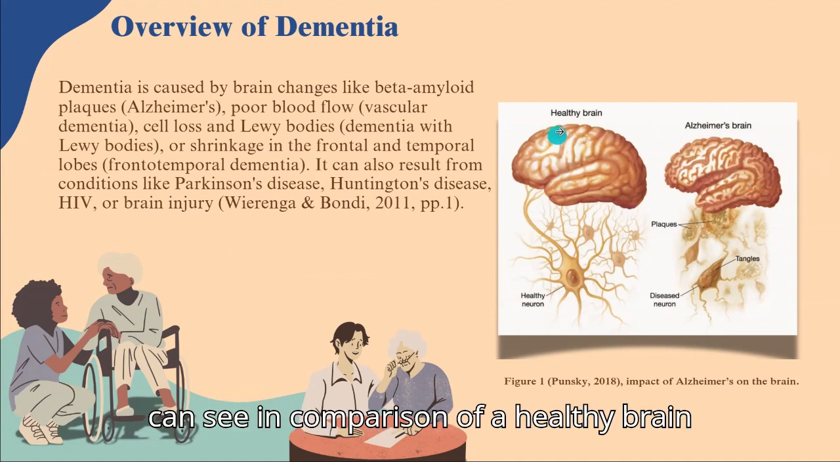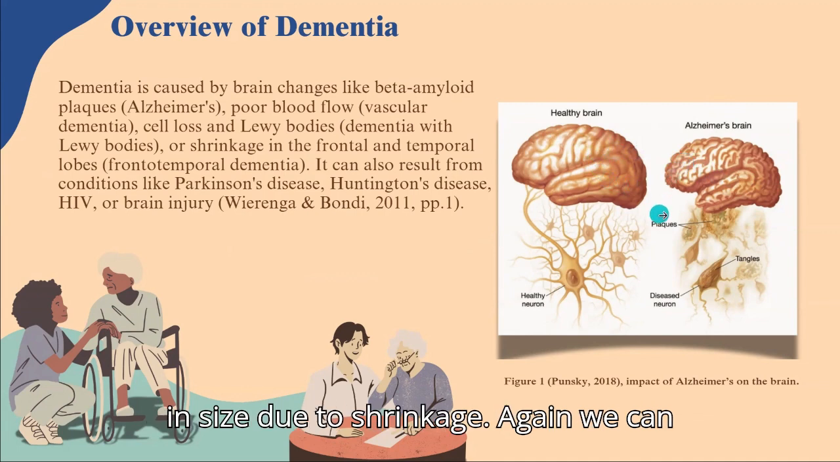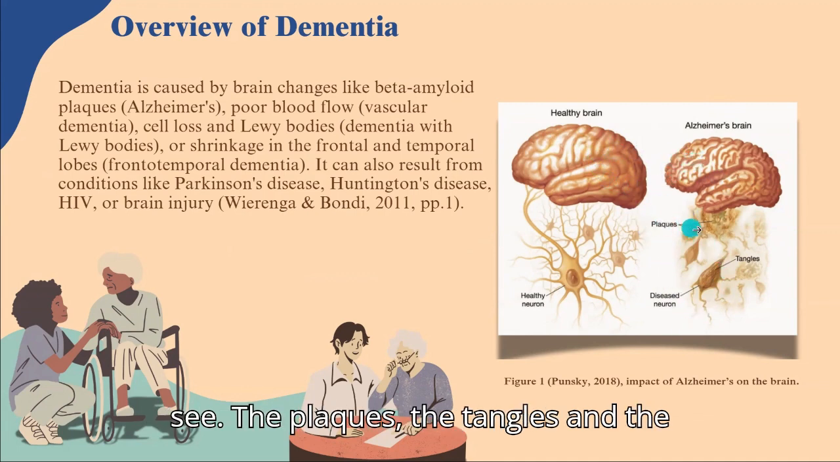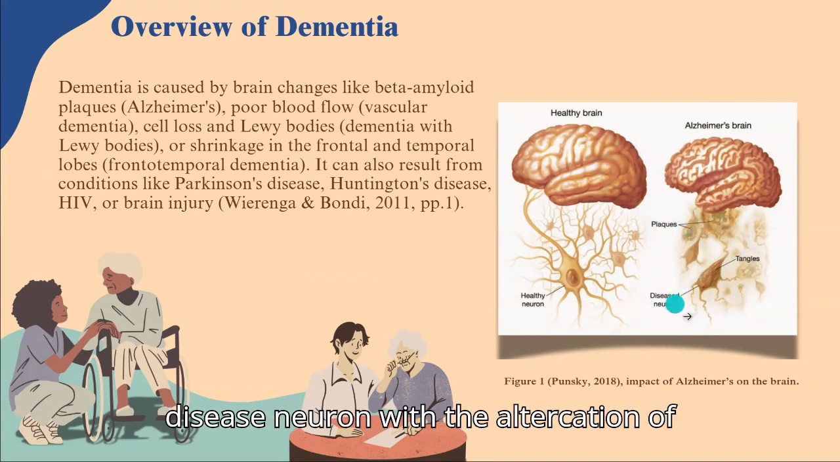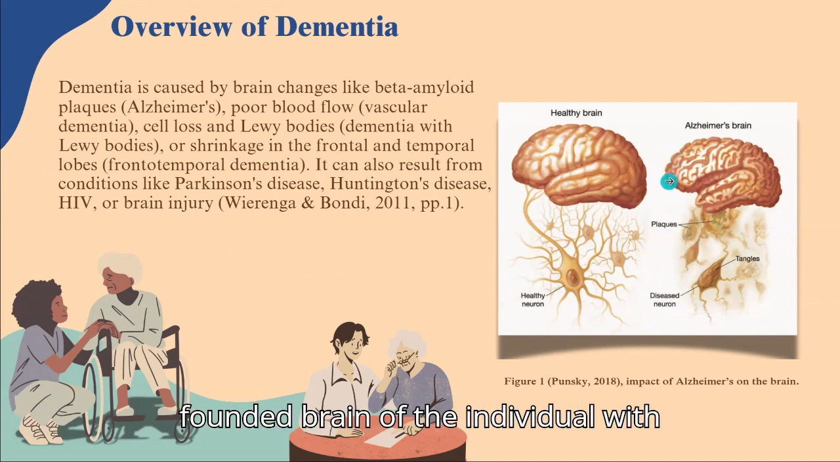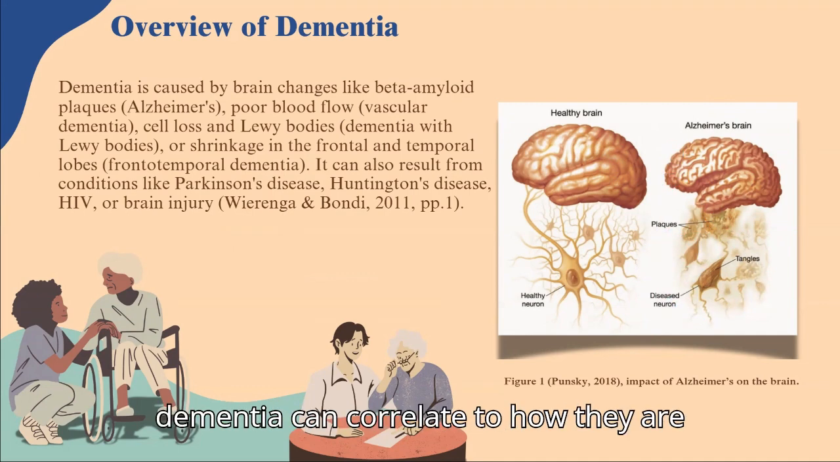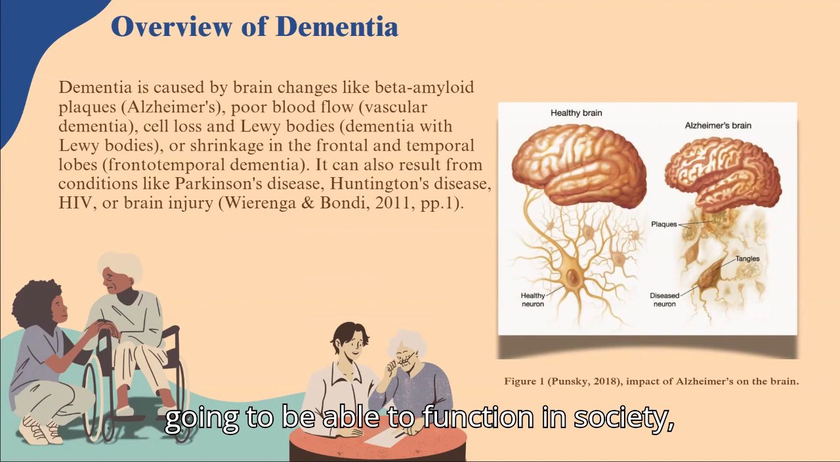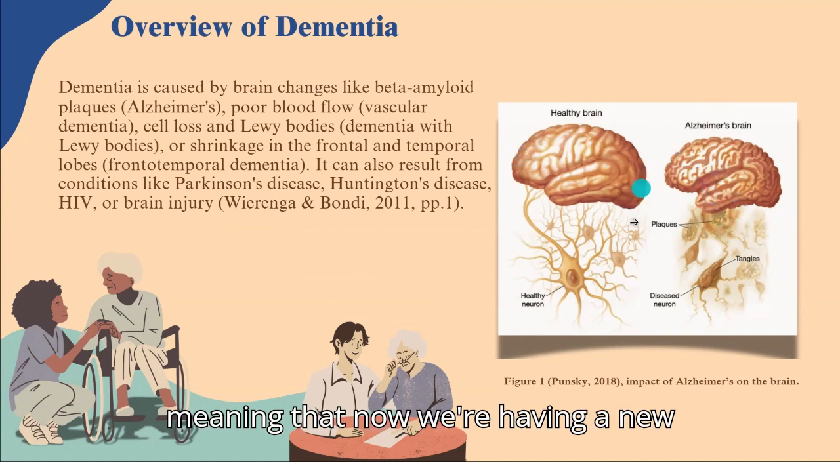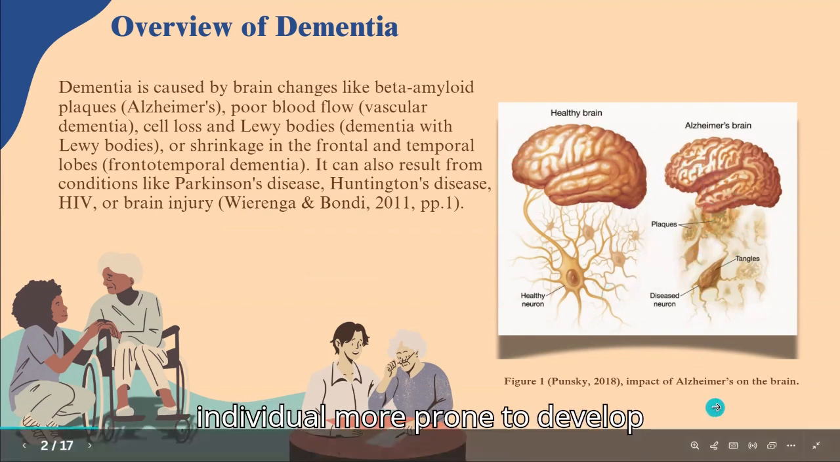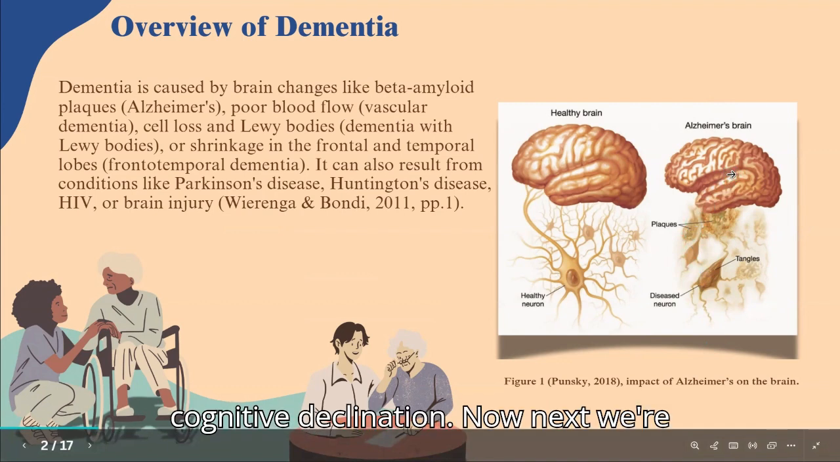In figure 1, we can see a comparison of a healthy brain and an Alzheimer's brain, with the reduction in size due to shrinkage. Again, we can see the plaques, the tangles, and the diseased neuron. With the alteration of the brain, we can see that the brain of the individual with dementia can correlate to how they are going to be able to function in society, meaning that now we're having a new destruction of the brain, which will make an individual more prone to develop cognitive decline.